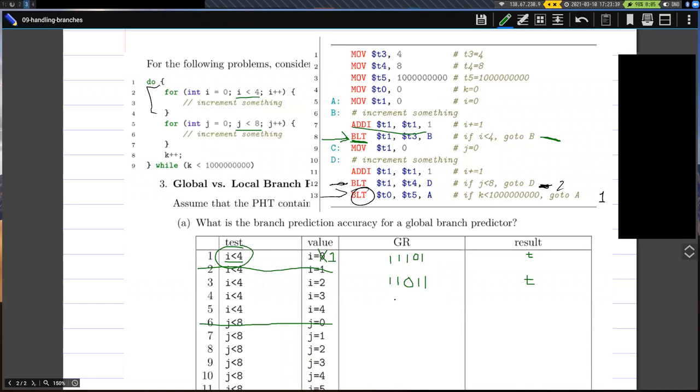We're going to do the same thing again. 1, 0, 1, 1, 1. And what do we predict here? Yeah, taken again. So this is just right in the middle of our loop. And then this one where I equals 4, our register is going to look like this. 1, 1, 1, 1.